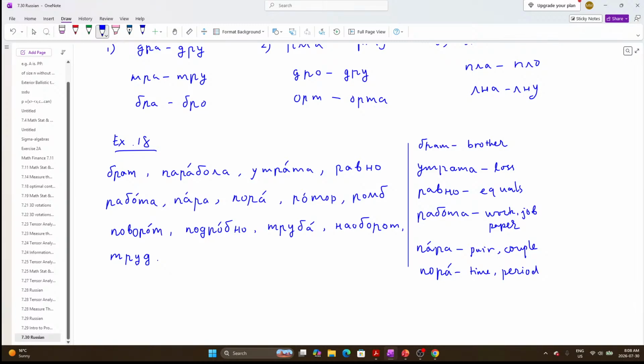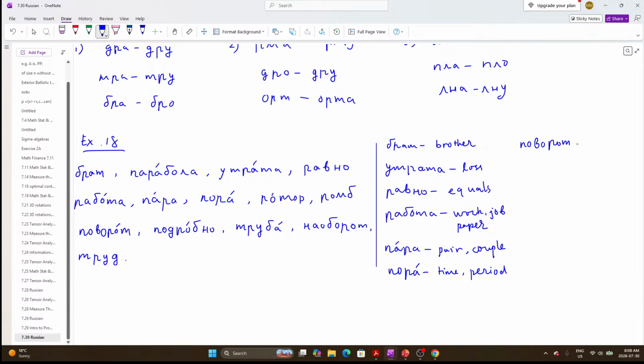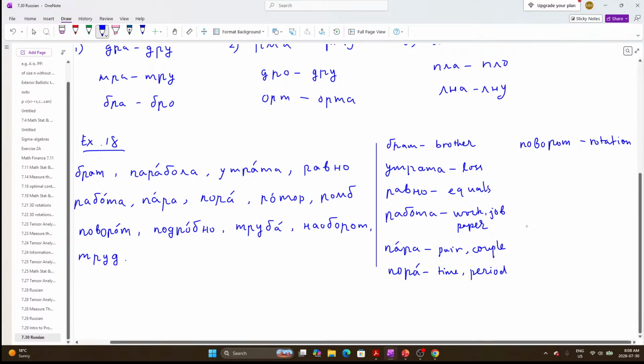Поворот. Rotation. Okay, so we just last week did two streams on 3D rotation. Pretty interesting stuff. And there are viewers who requested that I make it into a series on Lie theory, which I cannot commit to right now. There are too many things to do, but maybe down the road. Anyway, поворот is rotation.